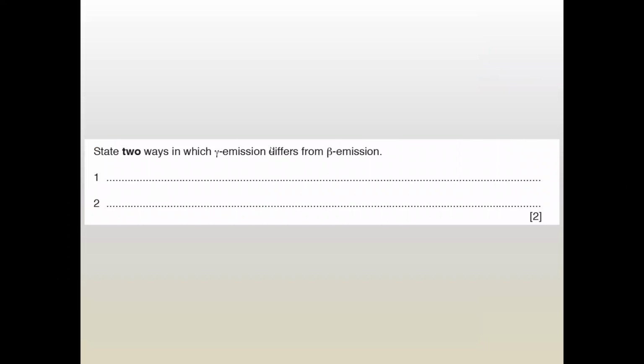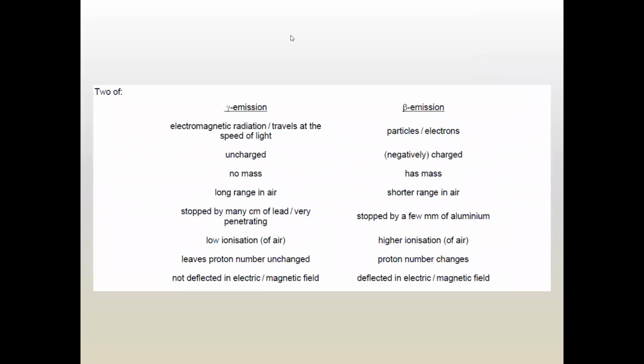State two ways in which gamma emission differs from beta emission. How gamma is different from beta. That whole table is a comparison. Gamma is electromagnetic radiation. It travels with the speed of light, but beta is actually an electron. Gamma is uncharged, beta is negatively charged. Gamma does not have any mass, beta has a mass.